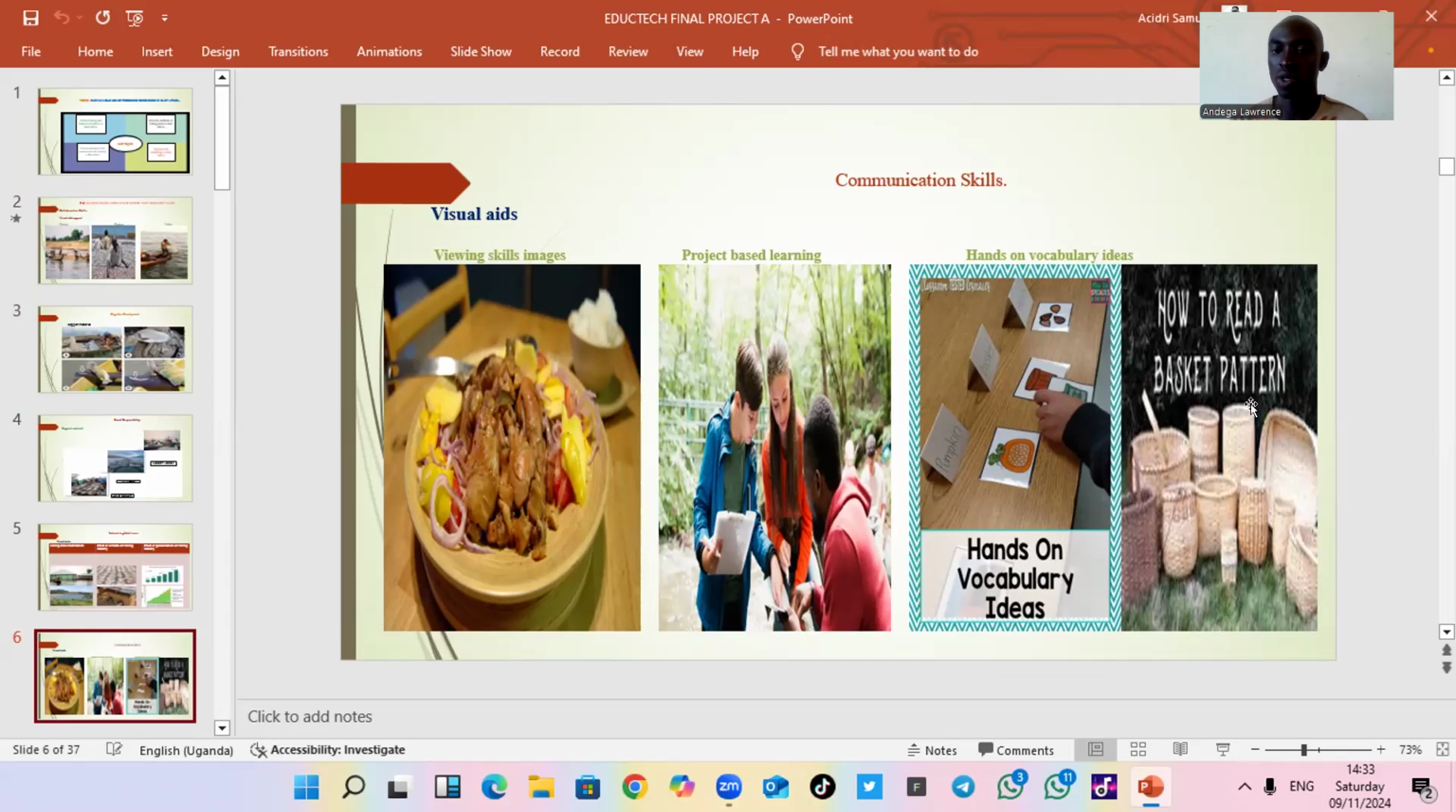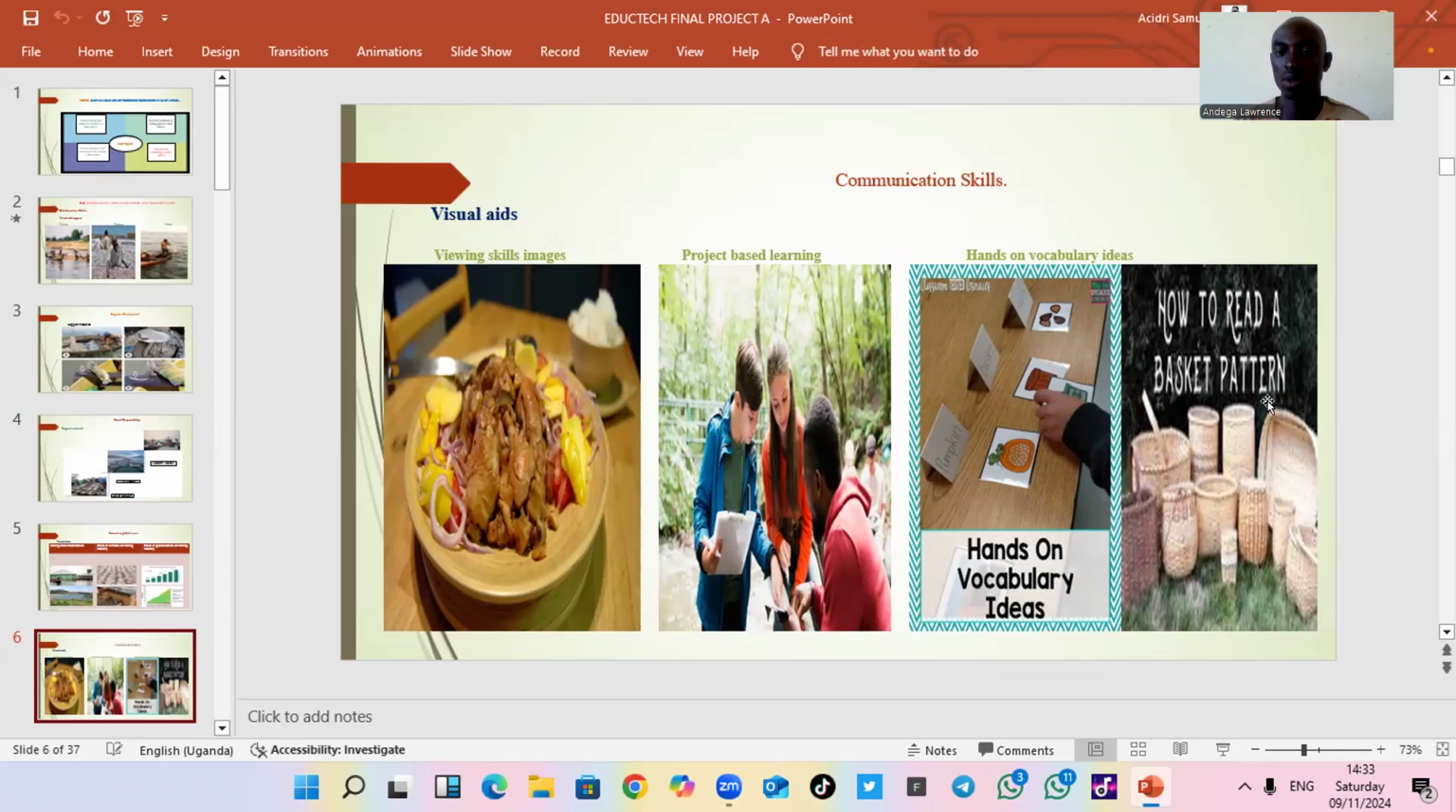I always also provide pictures related to things happening in our environment. And this is a basket. We all know baskets are used in Portland, especially as one of the traditional things that have been impressed upon us by our forefathers, and we still need to embrace them.